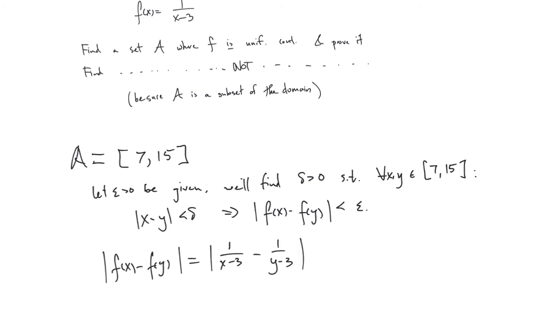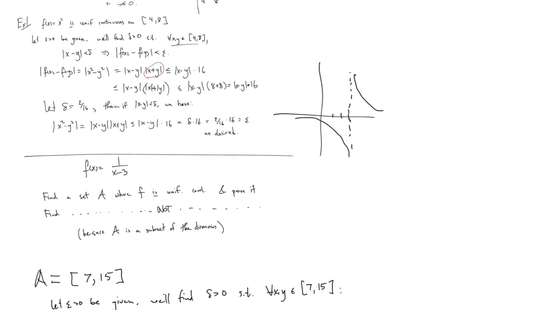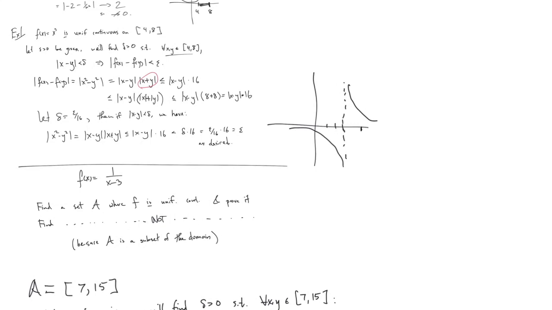All right, let's talk about these. It looks like people were doing great. I know I probably didn't give you enough time to do both parts, but that's fine with me, at least. So for my first one, where it is uniformly continuous, really you could have chosen any closed interval that doesn't include the 3. I chose 7 to 15 just for fun. It really doesn't matter. 7 to 15 on this picture would be something like there.